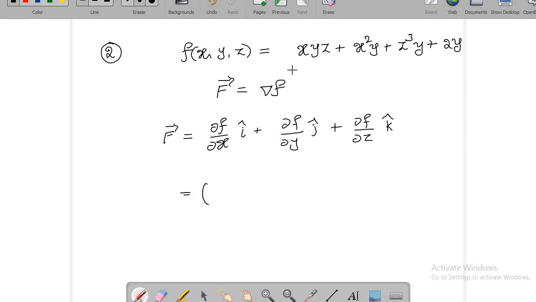Let me write it. So what is its derivative with respect to x? yz plus 2xy. That's it. Why? Because these two terms only involve x, and the rest of the terms do not involve x, so we treat them as a constant. Now what is the constant? When you differentiate this, a function of yz is going to be a constant.